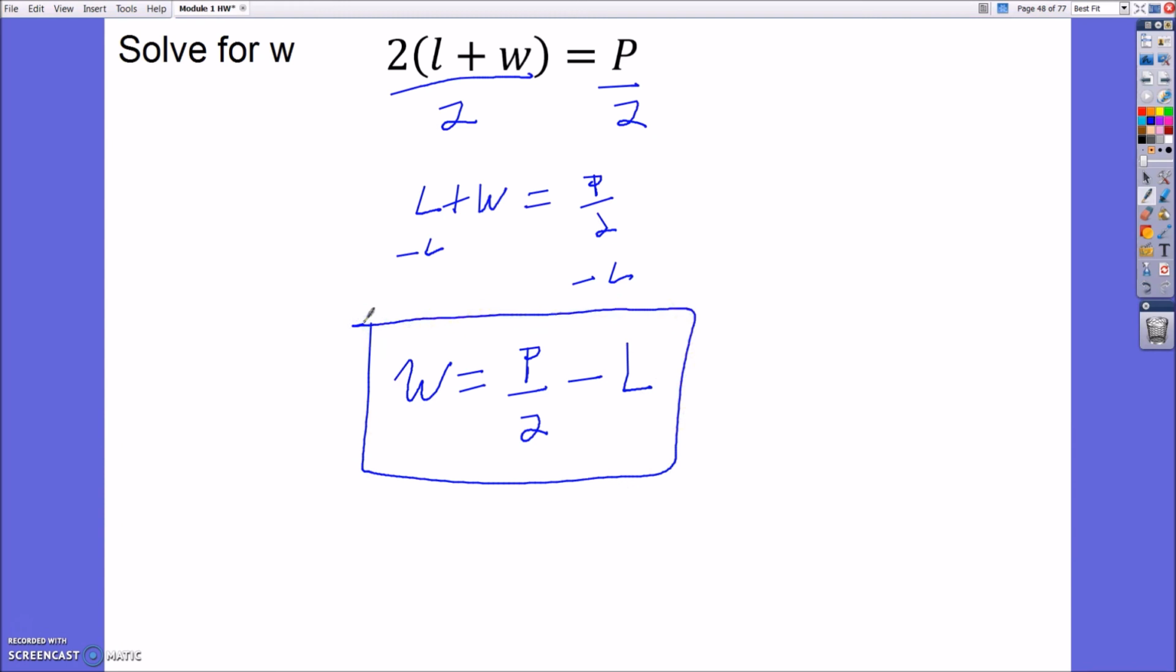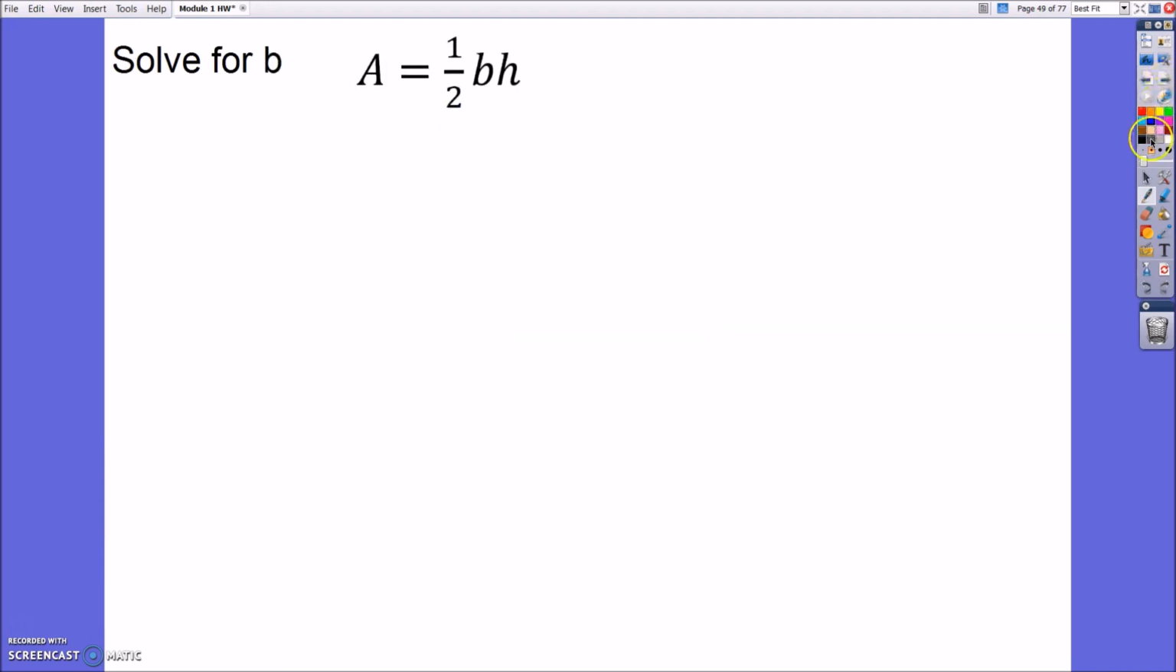Now, if you're on this problem, go ahead and use that part of the equation to then answer the rest of your questions. Now on this one, area equals 1/2 base times height. That's the area of a triangle. We're going to use this to solve for base. So the first thing I want to do is multiply both sides by 2, because that's going to be a fraction buster, and those are going to cancel.